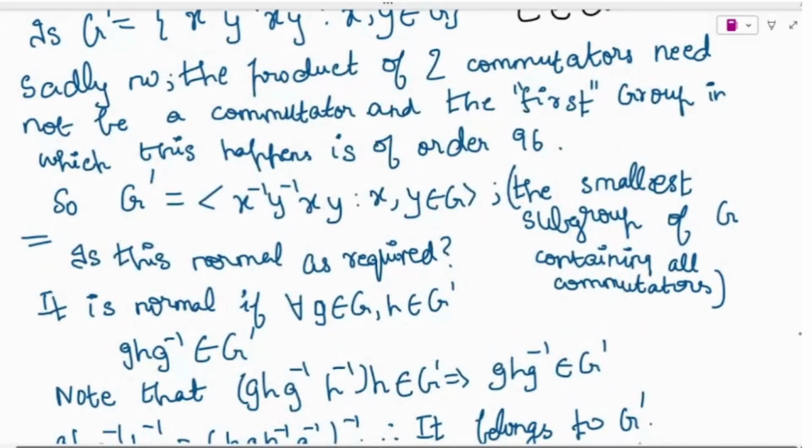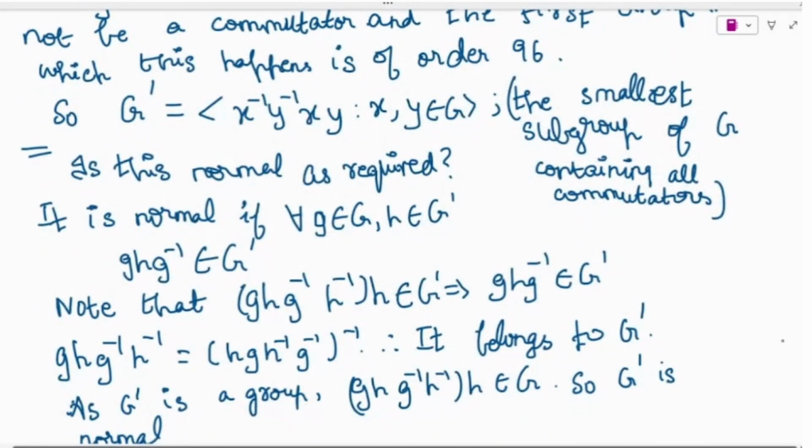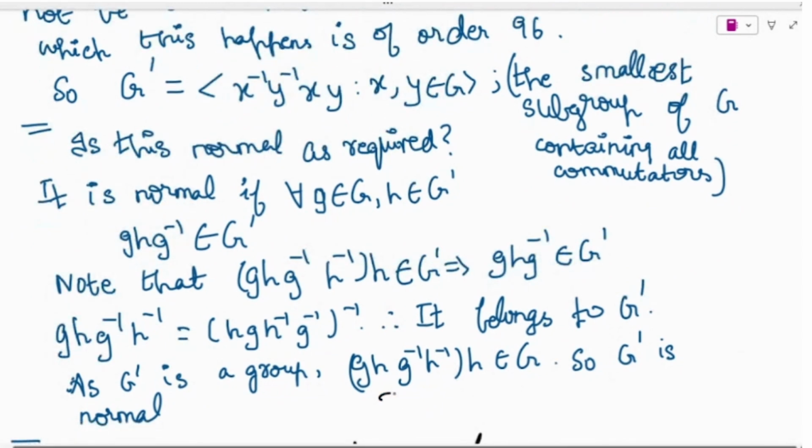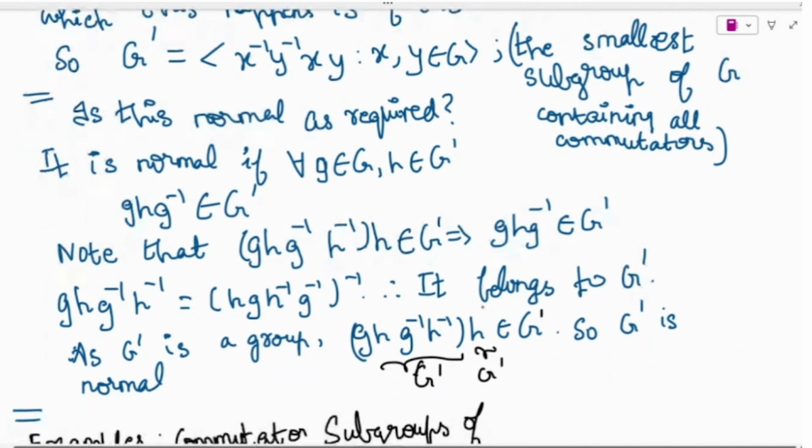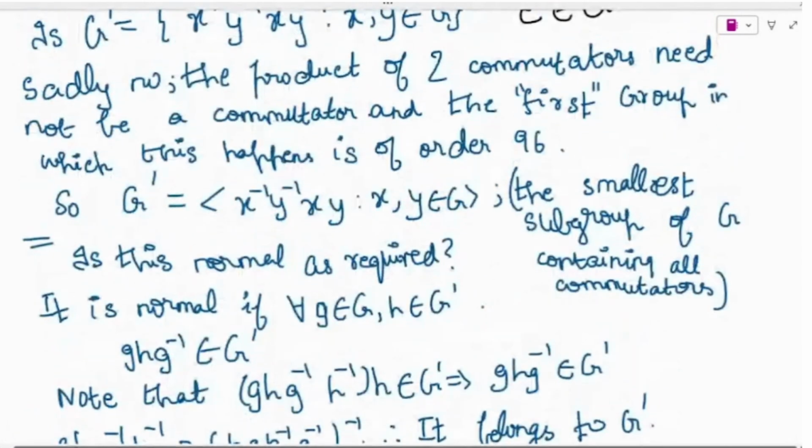But since we have said that G dash is a group, it is closed, so every commutator will have an inverse. So this inverse also exists in G dash. This means that this belongs to G dash, and also h belongs to G dash by assumption. So then we have G dash is normal. So there's nothing wrong. What we have found is indeed the commutator subgroup, such that G mod G dash is abelian.